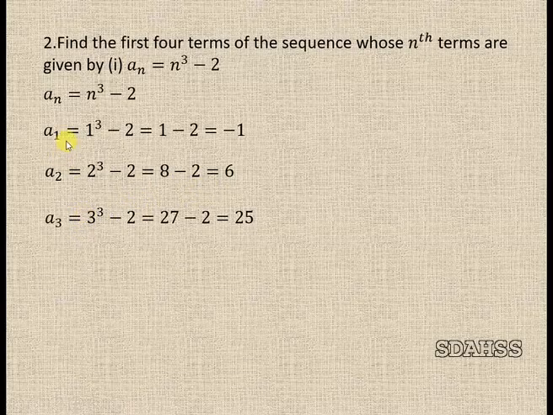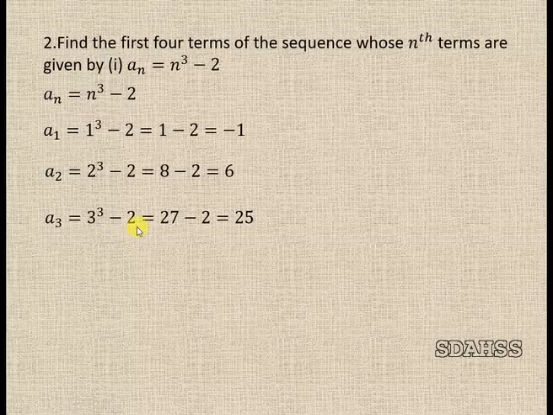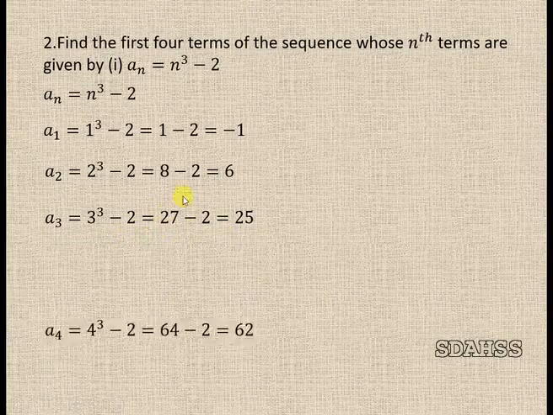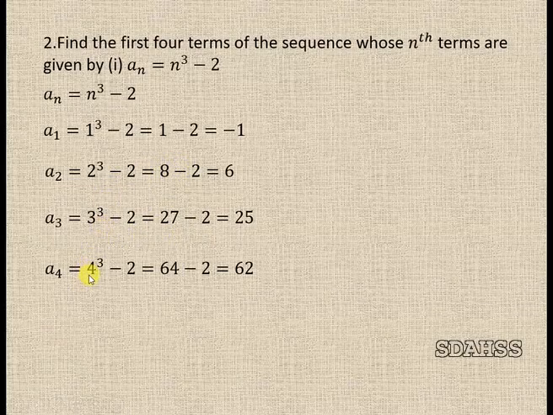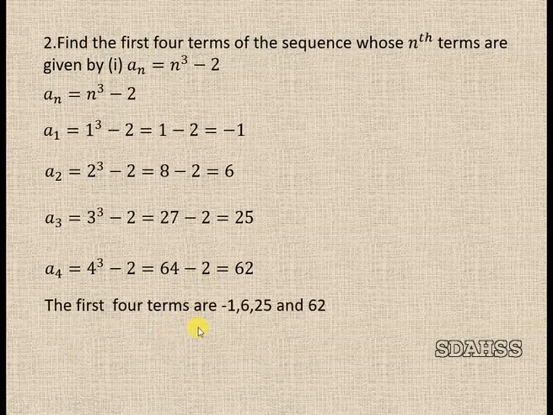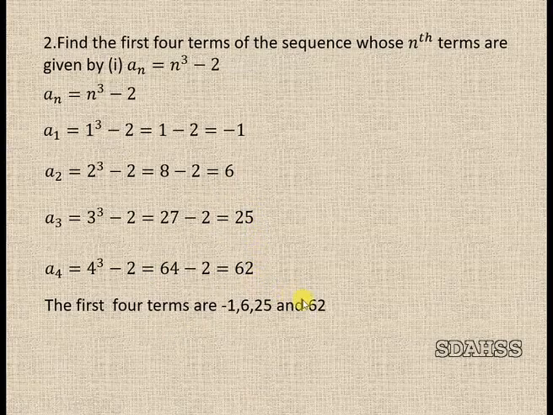Substitute n is equal to 3 in the given nth term. So you have 3 cube minus 2. 3 cube means 27, 27 minus 2, 25. Substitute n is equal to 4 in the given nth term. So you have 4 cube minus 2. 4 cube means 64, 64 minus 2, 62. So the first 4 terms of the sequence are minus 1, 6, 25 and 62.